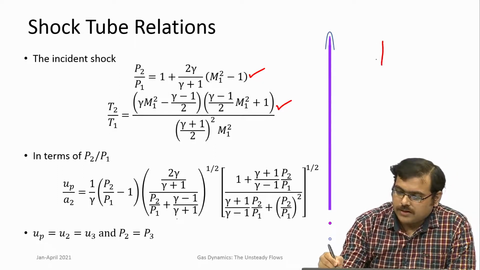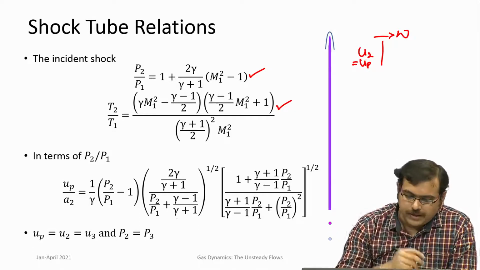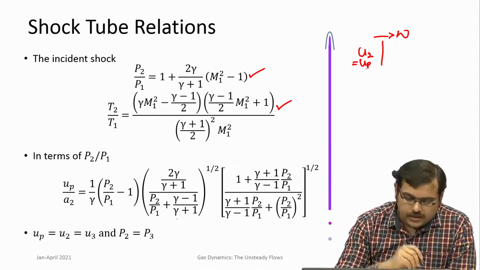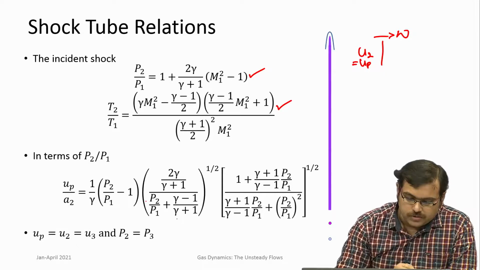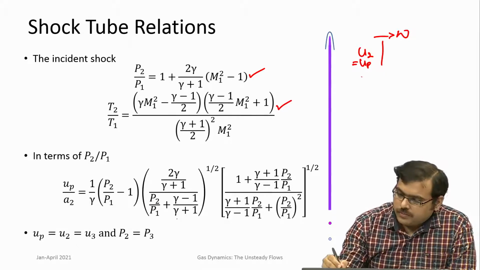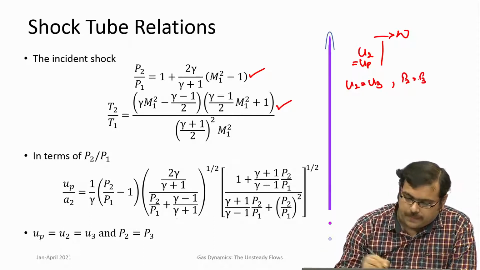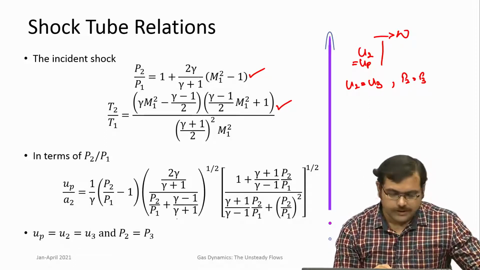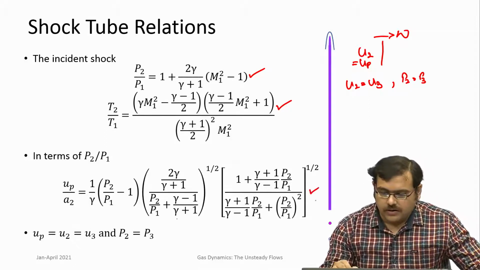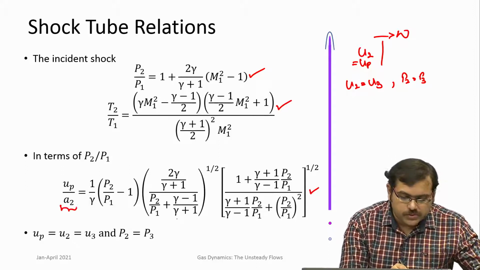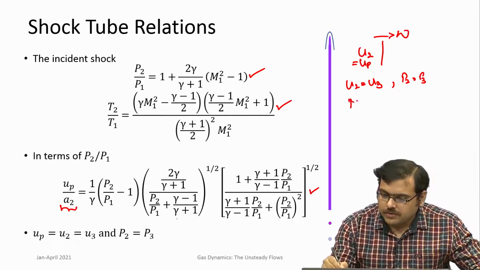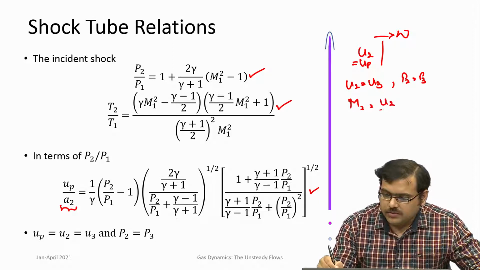And another important variable is the mass motion behind the shock. So mass motion behind the shock, as this goes with W, you have U2, which is also termed as UP, and UP can be written in terms of P2 by P1, and UP for a shock tube, U2 is also same as U3 and P2 is same as P3. Okay. So this is the equation for UP by A2. So the Mach number now M2 is actually U2 by A2.